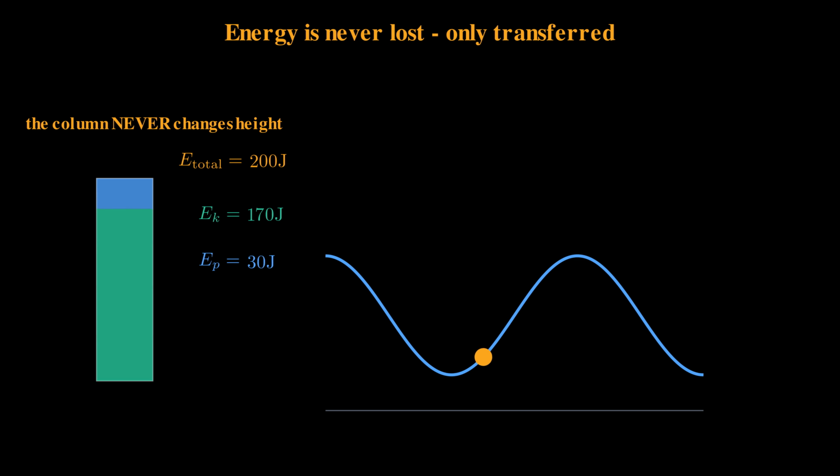It slows. But keep your eye on the total, the very top of the column. It never moves. Every joule of height that disappears reappears as a joule of motion, and the sum stays locked at 200 joules. That is the principle of conservation of energy. In an isolated system, energy is never created or destroyed, only transferred from one form to another.